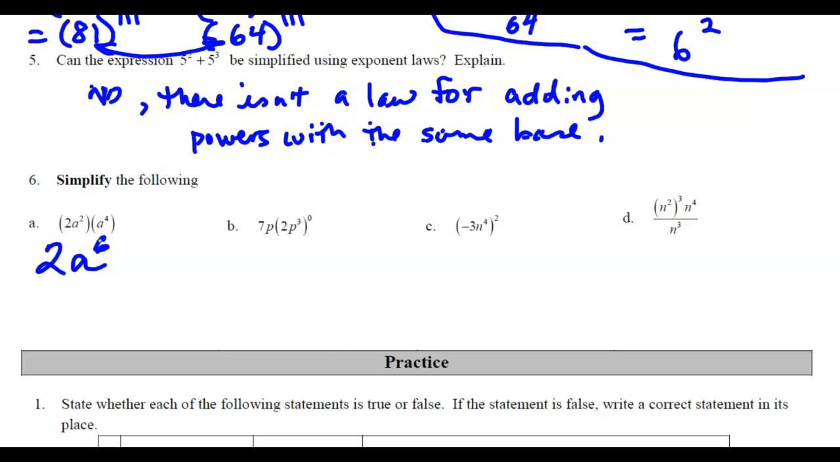Got to think about the order of operations. So in the next one, we've got 7p times 2p cubed in brackets raised to the exponent 0. We've got to do this part first. Anything raised to the exponent 0 has a value of what? 1. So this is 7p times 1, which is just 7p. Order of operations, so we do that part first, and 1 times anything is itself.